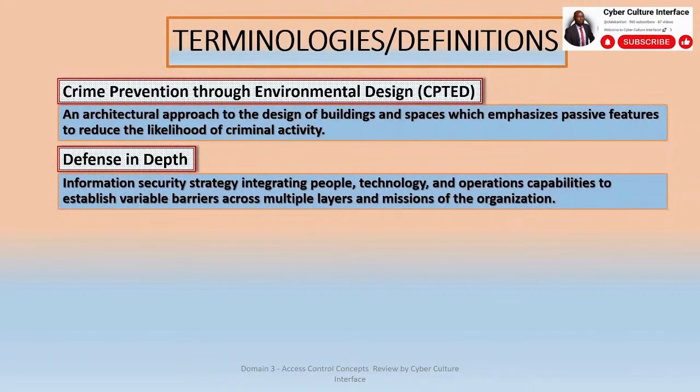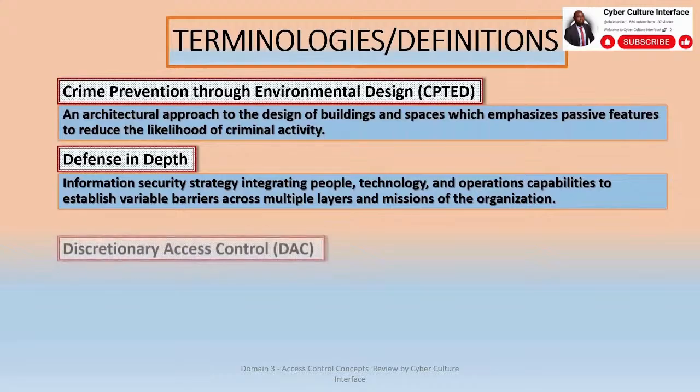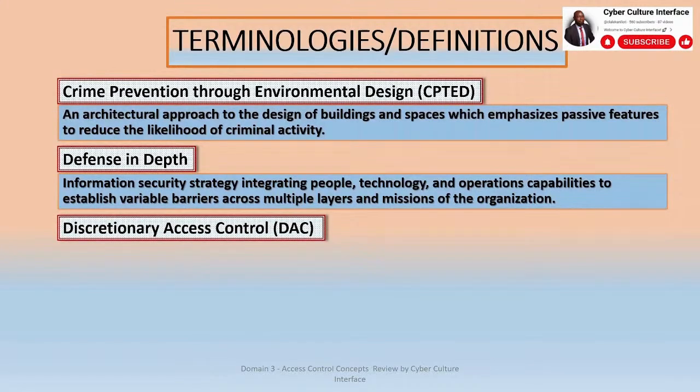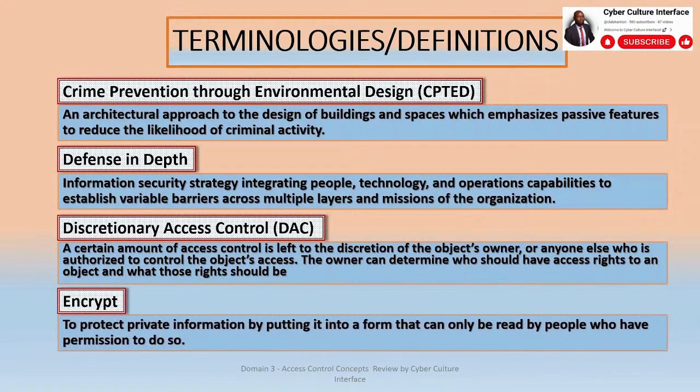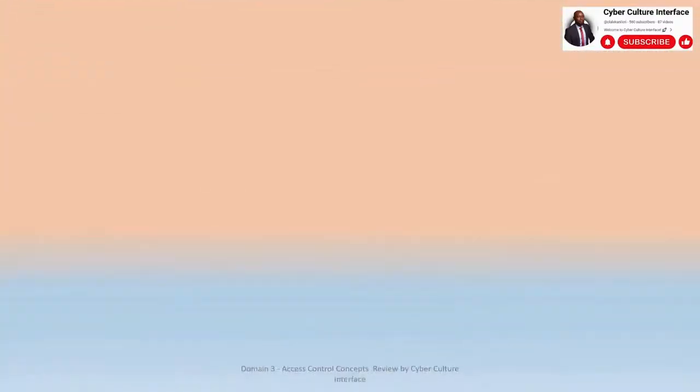Then we have defense in depth. We have mentioned it earlier on. It is an information security strategy integrating people, technology, and operations capability to establish variable barriers across multiple layers and missions of the organization. Then we have discretionary access control. I've explained this in detail. This is when a certain amount of control is left to the discretion of the object's owner. Then we have encrypt. Encrypt is a terminology that talks about protecting private information by putting it into a form that can only be read by people who have permission to do so.